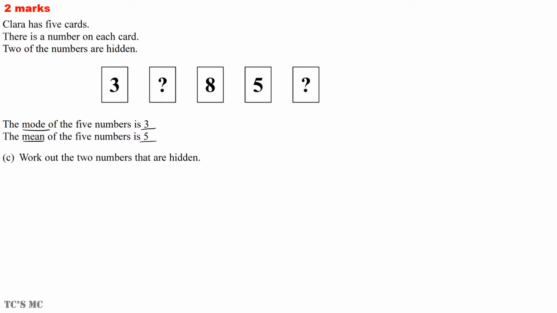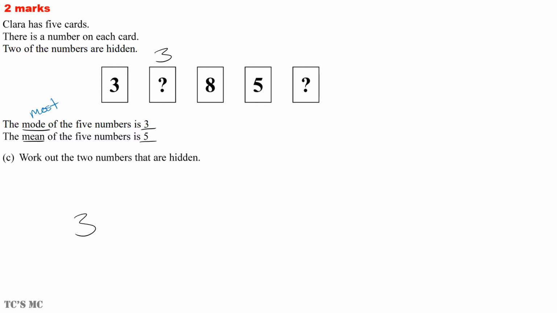Let's start with the mode. Mode means most. So the most popular number or the most common number has to be 3. So that means one of the cards has to be 3 so far. I'm going to write that over here as well. Now I have 1 mark.